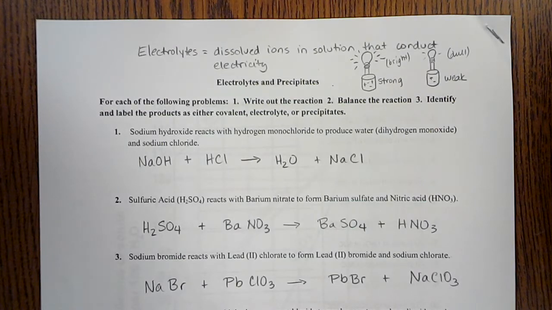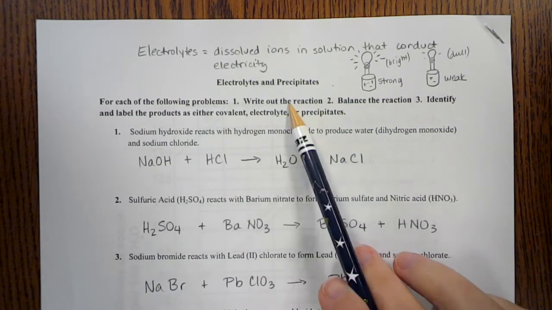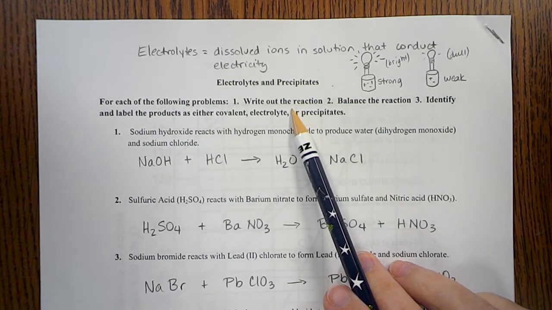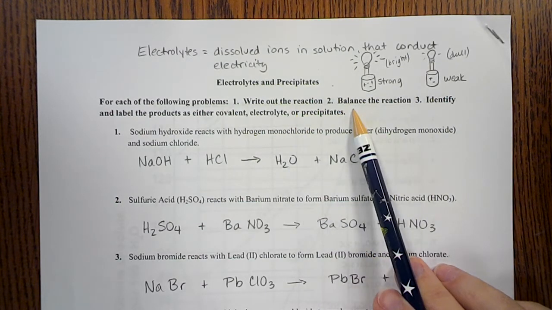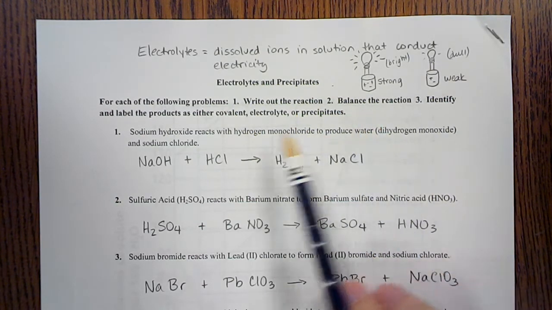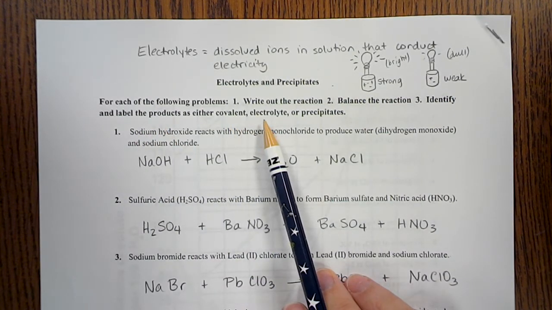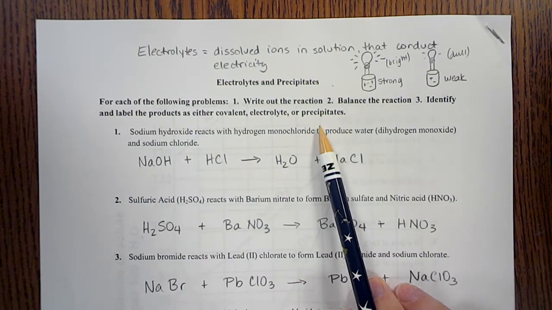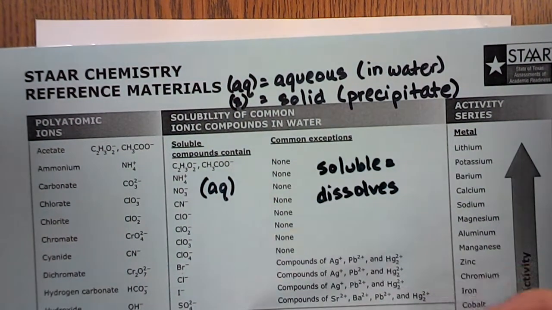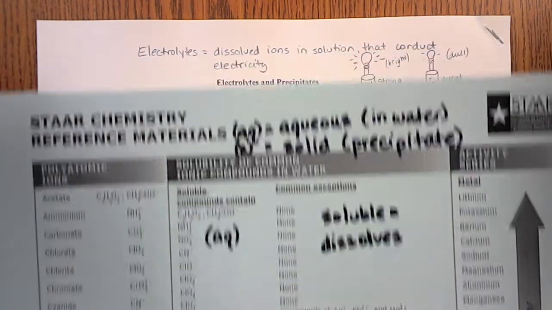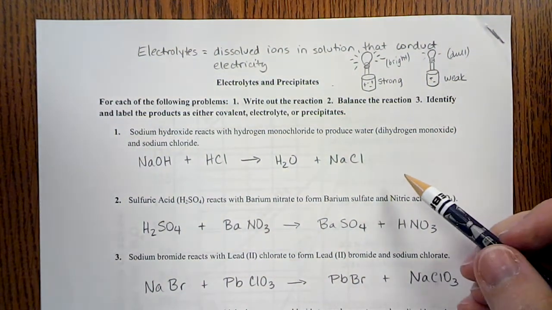This tutorial is covering electrolytes and precipitates, how to write out the reaction. If you're given it in words, you have to translate from English words to formulas, balance the reaction, and identify if the product is either a covalent product, an electrolyte, or a precipitate. So we're definitely going to need our solubility chart again. We've done a little bit of this before, but we're going to do a little bit more with it.